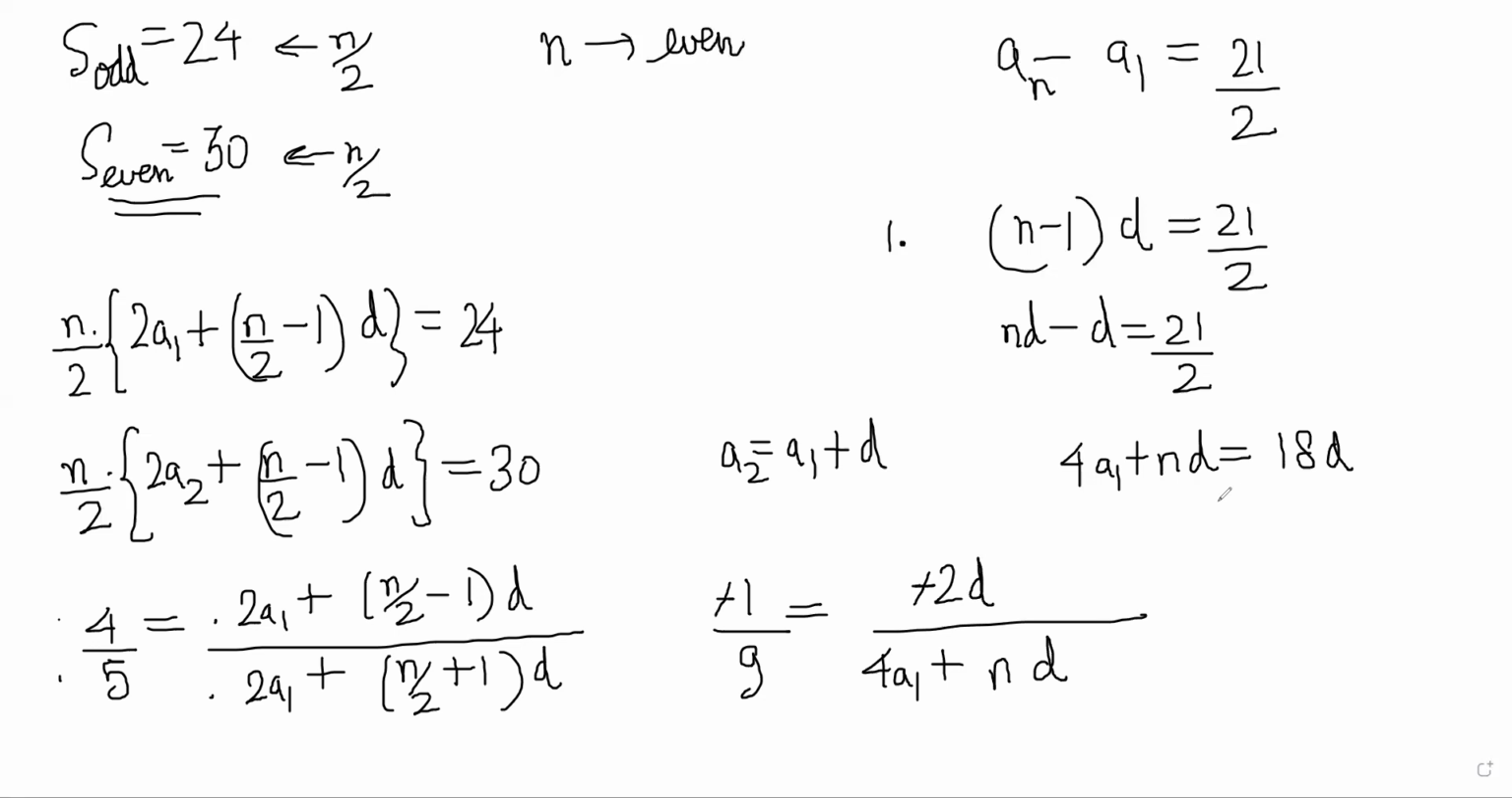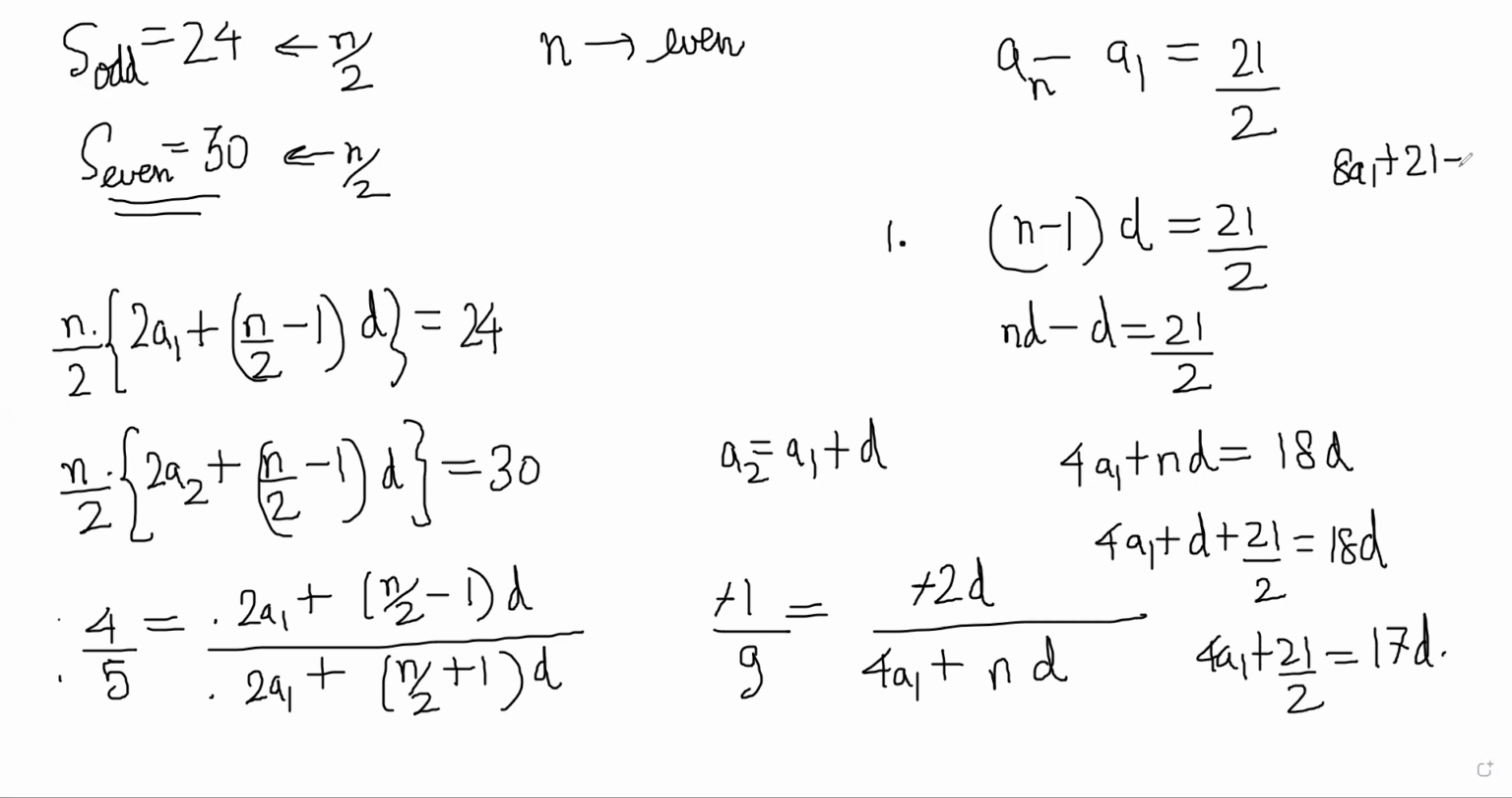So from here, we can say that nd is equal to d plus 21 by 2. So 4a1 plus d plus 21 by 2 is equal to 18d. So we are getting 4a1 plus 21 by 2 is equal to 17d, right? So 8a1 plus 21 is equal to 34d. We're getting this equation. a1 is equal to 34d minus 21 by 8. a1 and d are coming in terms of each other.